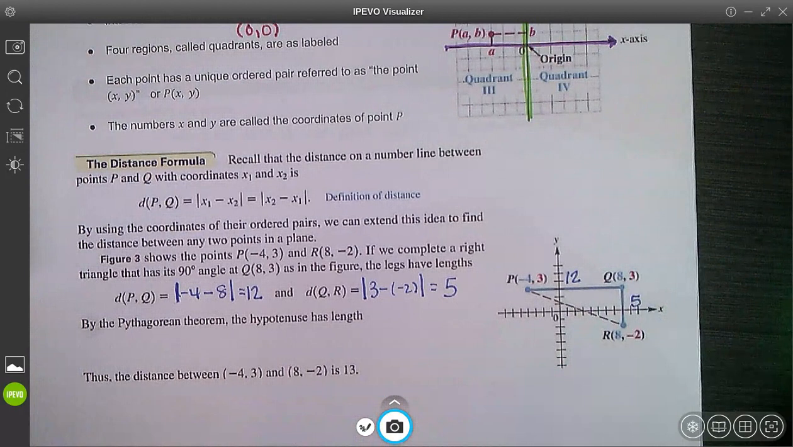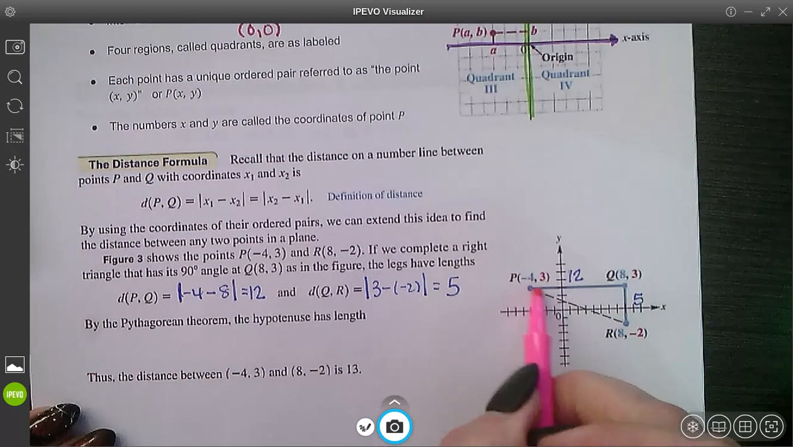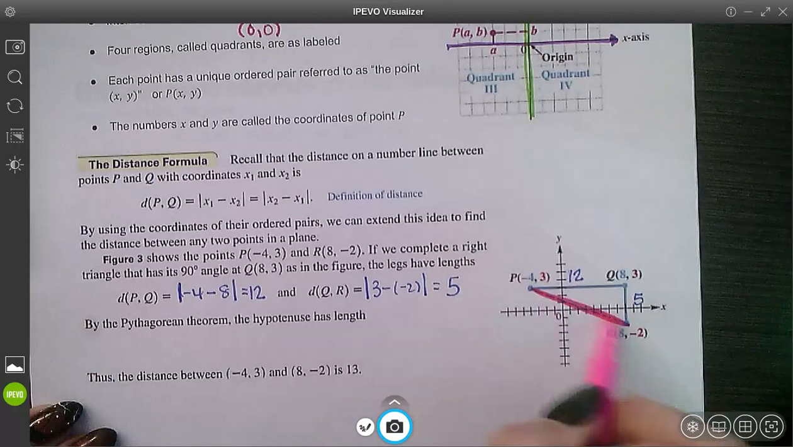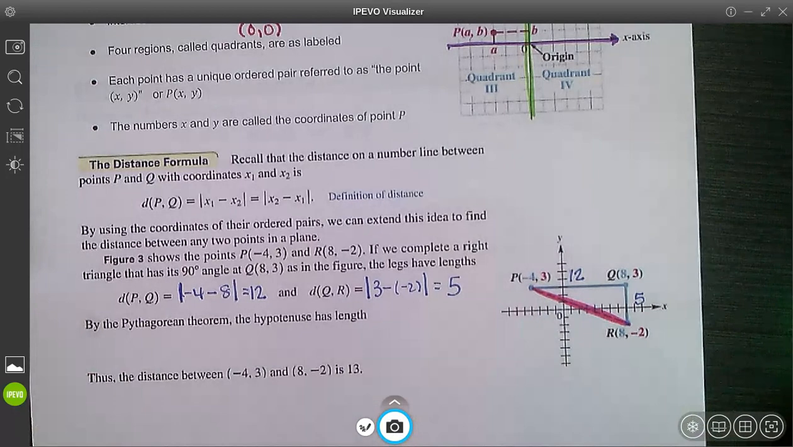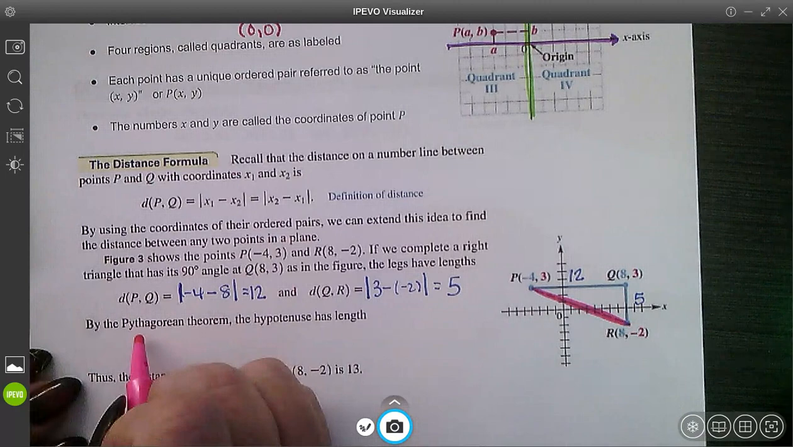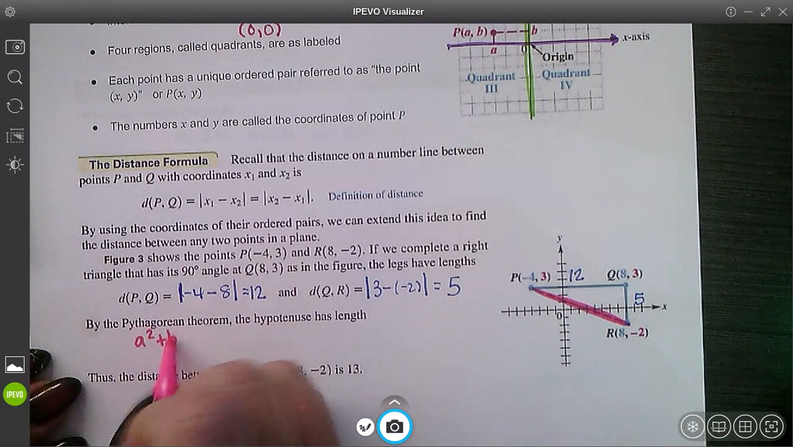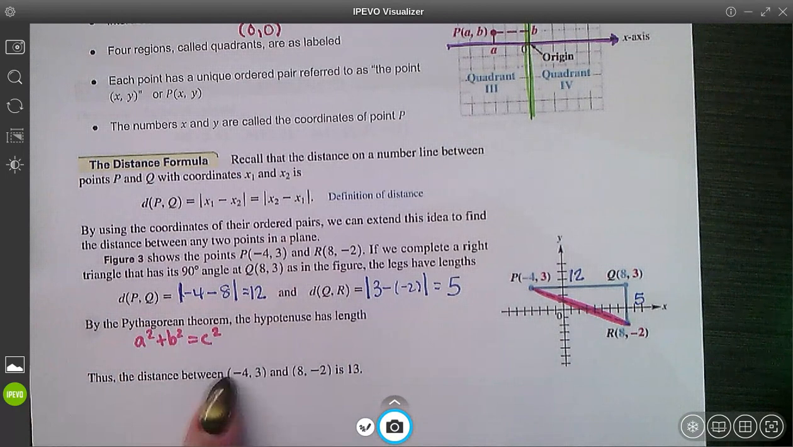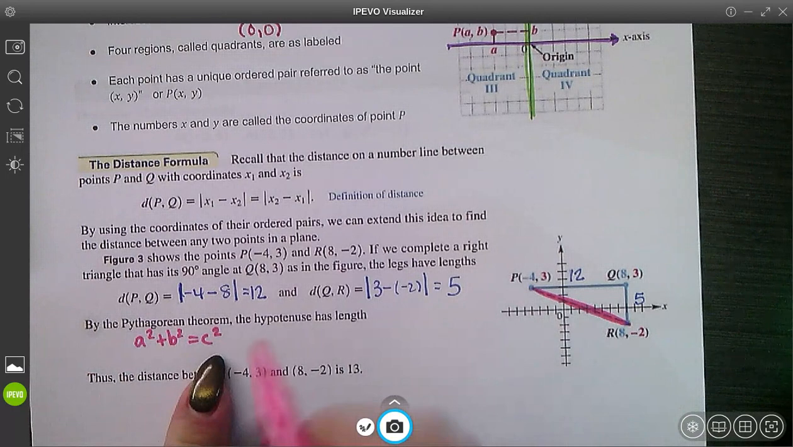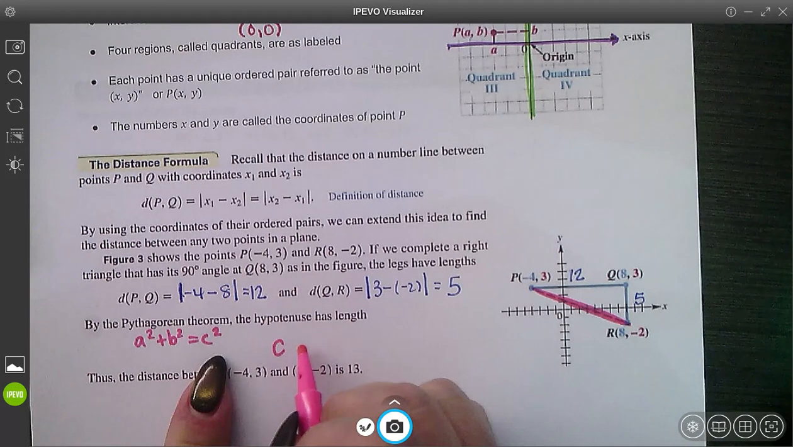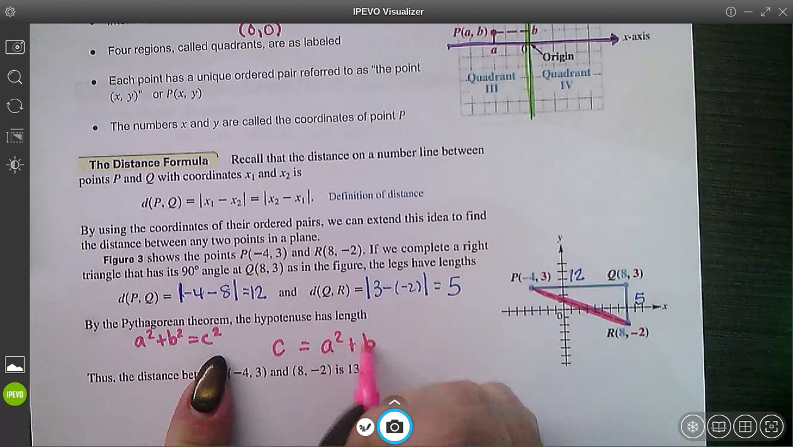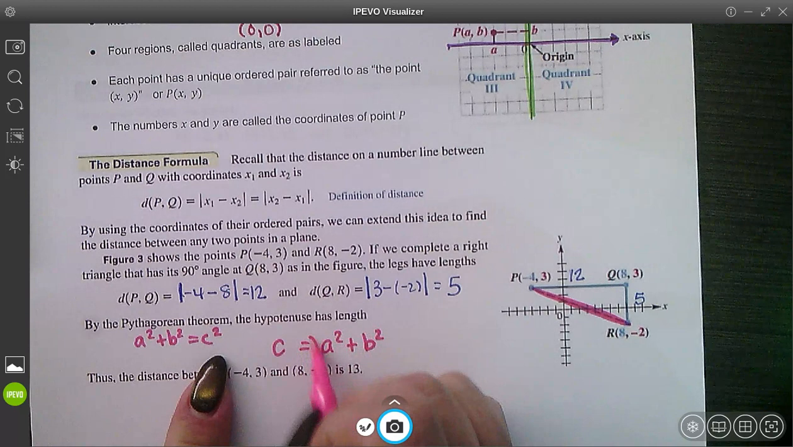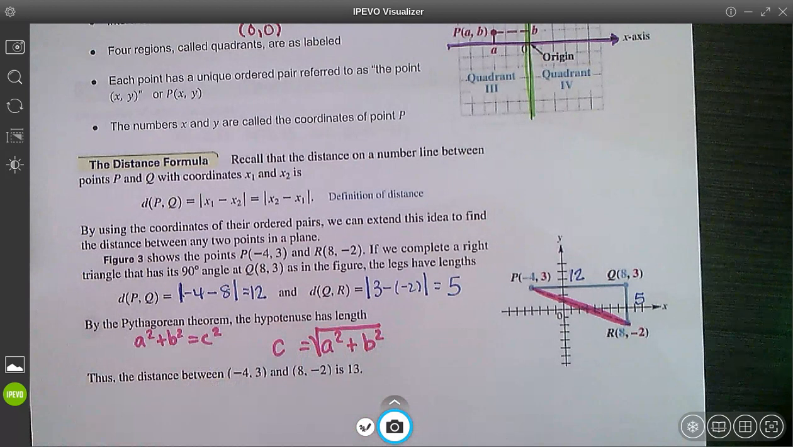If I wanted to find the distance between P and R, since they are not on the same horizontal or vertical line, I'm going to have to use the Pythagorean theorem. Remember, that was a squared plus b squared equals c squared. The hypotenuse is the c squared. So if I wanted to find the length of the hypotenuse, I would have c squared equals a squared plus b squared, but then take the square root of both sides to get c equals the square root of a squared plus b squared.